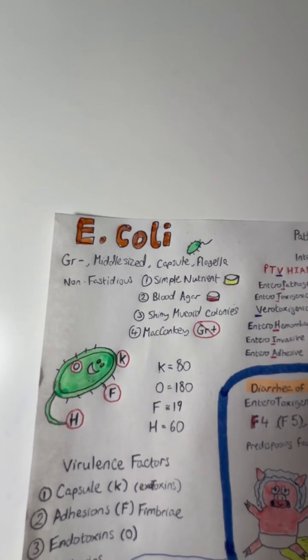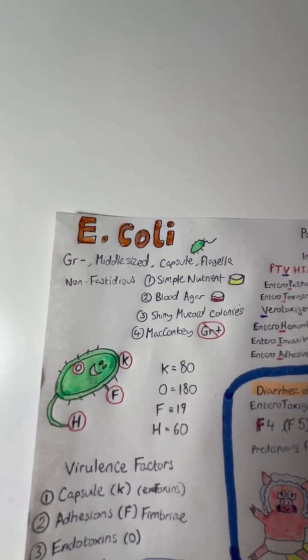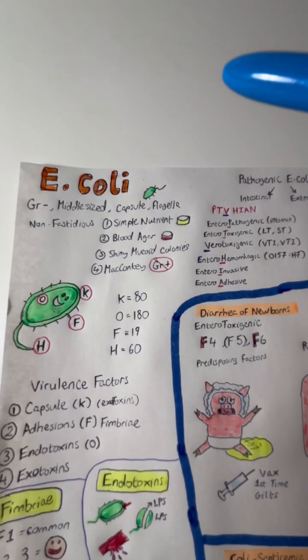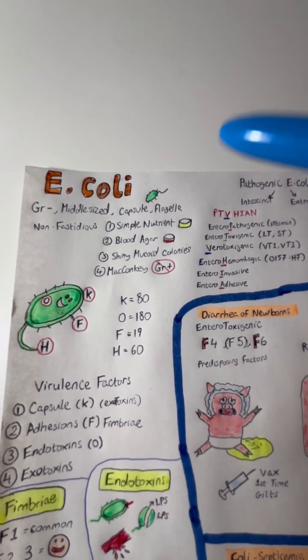So for the general characteristics, E. coli is gram-negative, middle-sized, has a capsule and flagella. They are also lactose positive, catalase negative, and oxidase negative.